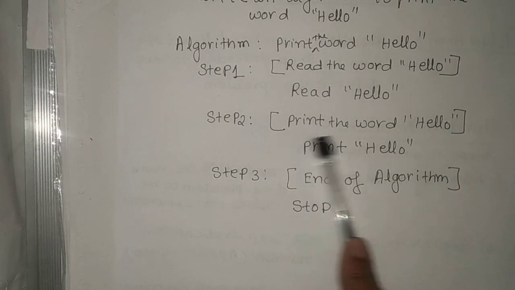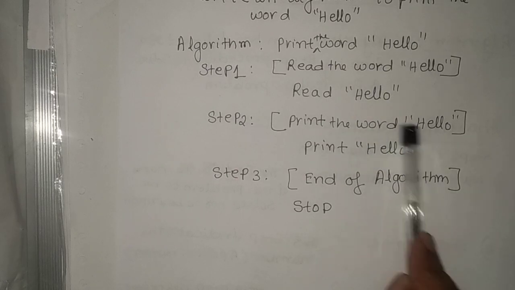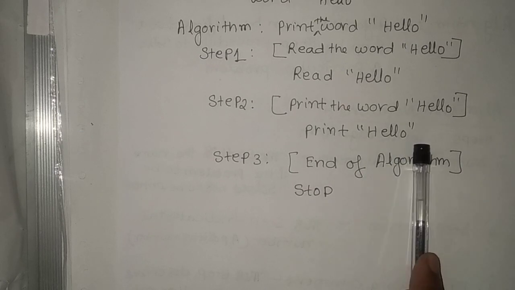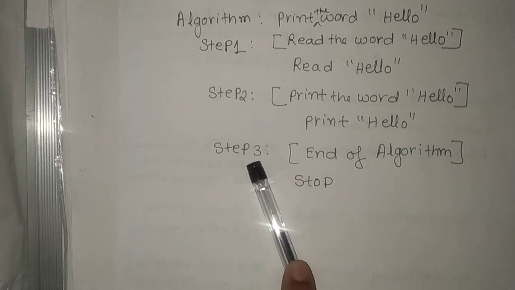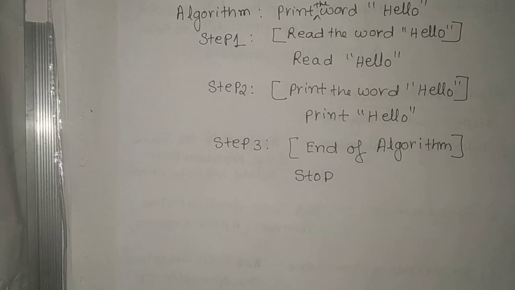Write it in the square bracket, since this is a comment. In every step there should be a comment. Print hello: after that, the print statement, print hello. Then step 3 will be the end of the algorithm, which is followed by the stop statement.